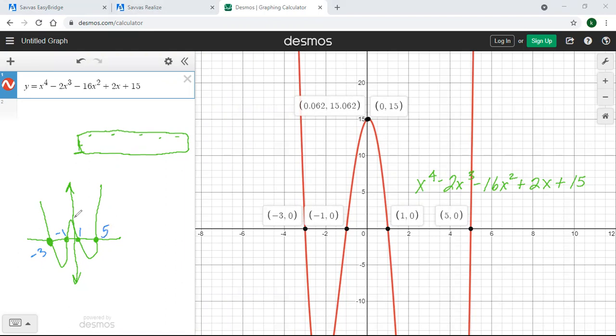So those are my 4 x-intercepts. Up here, I had a y-intercept at 0, 15. And then my vertex was at 0.06, 15.062. All right. So now let's use those to go back and answer the questions that they're asking in Savas.